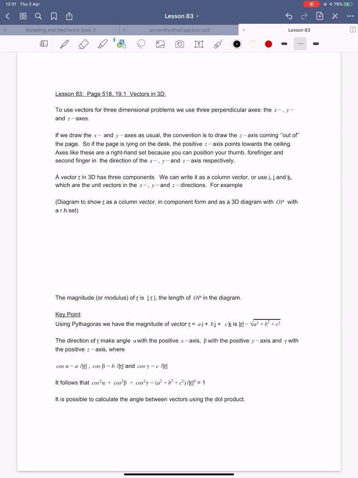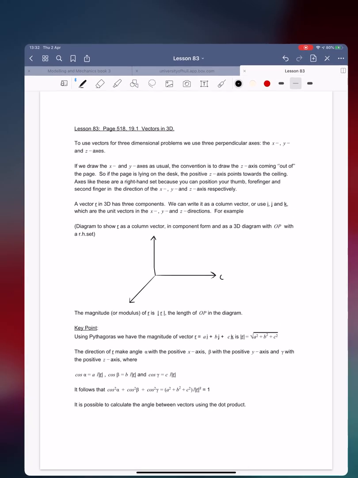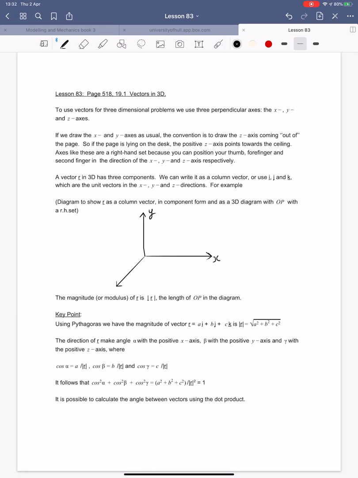If we draw the x and y axes as usual, so I'll do those here. This actually might be better with squared paper. I'll try and do it here. If I need to, I'll use squared paper in a moment. Okay, and the convention is to draw the z-axis coming out of the page. So if the page is lying on the desk, that's the x and y, like we would normally have them. And then this is the z.